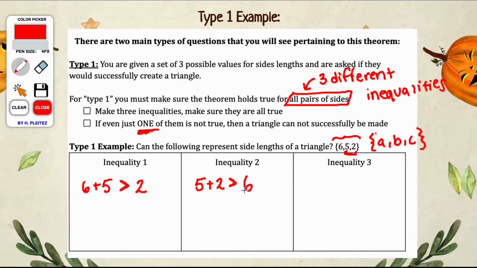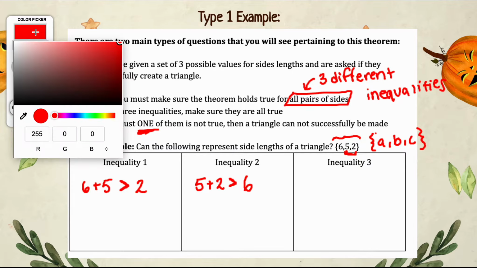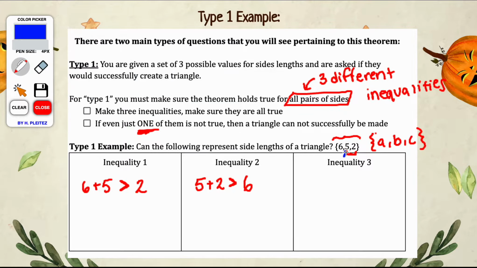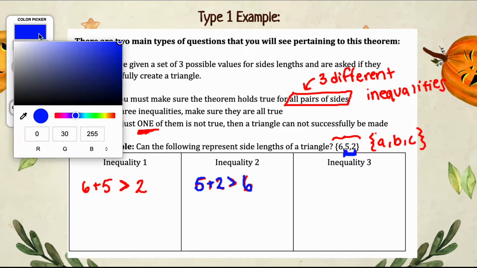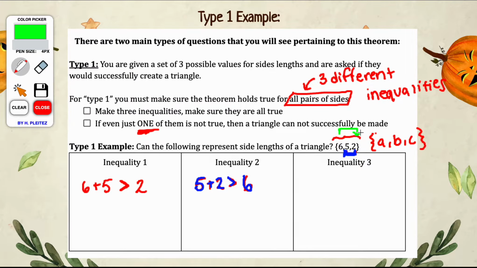And then my third inequality, the one that we did not deal with yet. Maybe we should be doing this in different colors. So we'll keep 6 and 5 in red, 5 and 2 in blue, and then the last one we can do in green. Inequality 3 would be adding up the first and the last numbers. So if I add up 6 and 2, it should be greater than the value of my third side, which is 5 in this case.